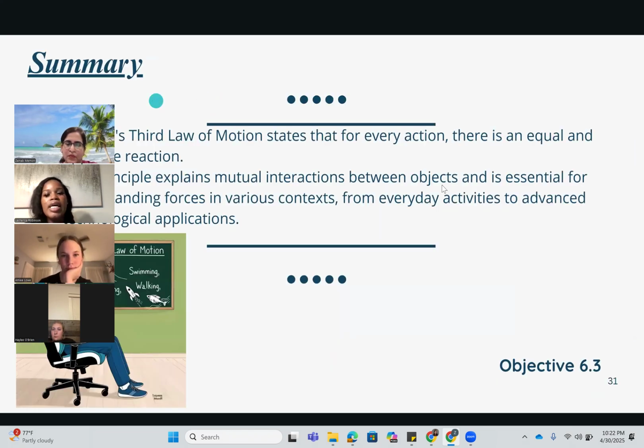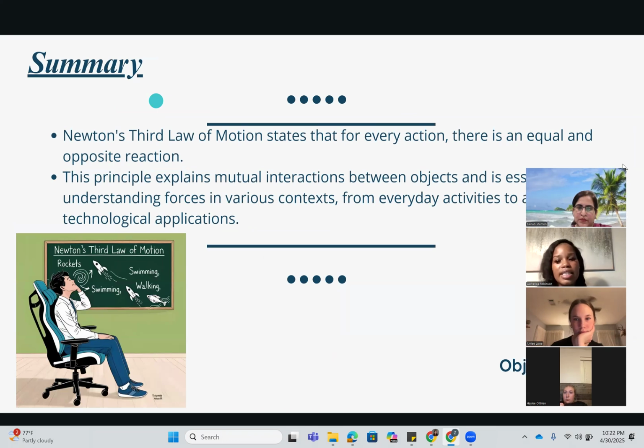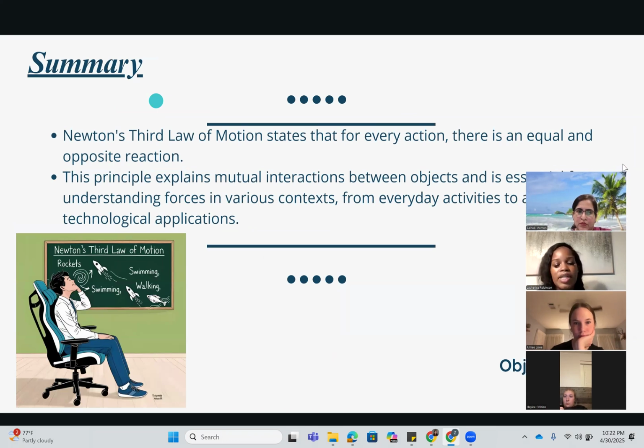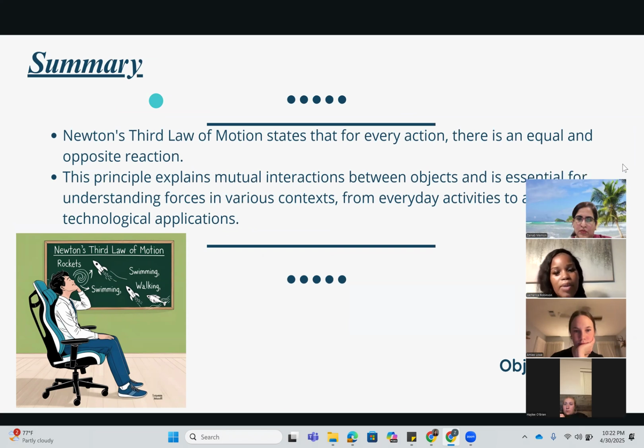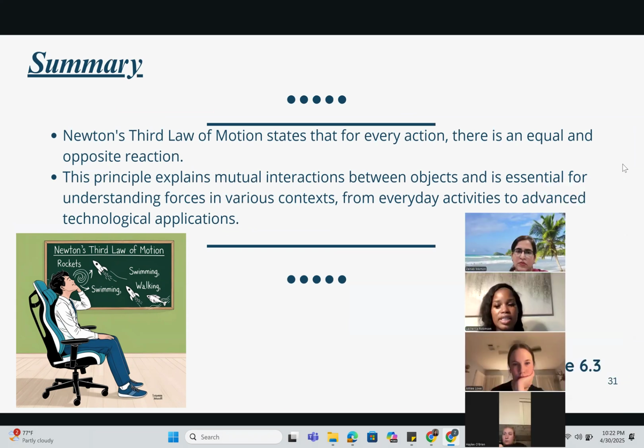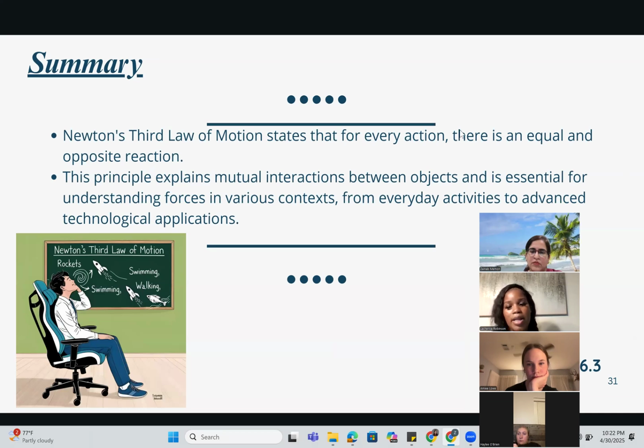In summary, Newton's third law of motion states that for every action there is an equal and opposite reaction. The principle explains mutual interactions between objects and is essential for understanding forces in various contexts, from everyday activities to advanced technological applications.